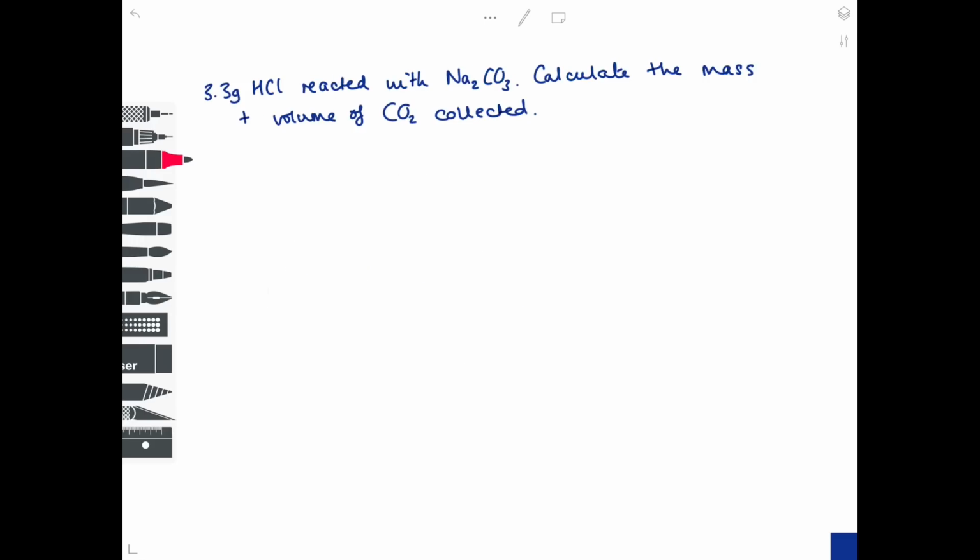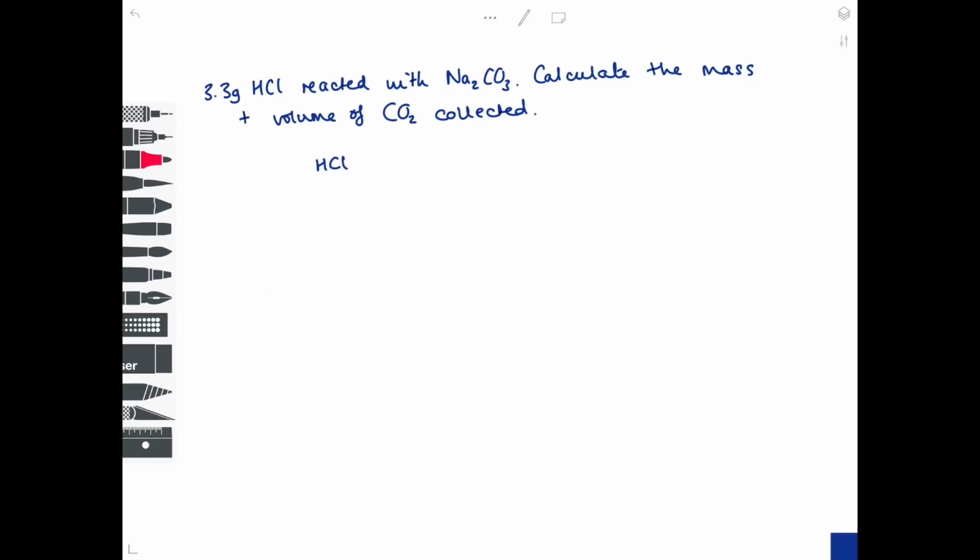Now we need to look at reacting mass and gas volume questions. So 3.3 grams of hydrochloric acid react with sodium carbonate. Calculate the mass and volume of carbon dioxide collected. Now, I do imagine that in your question paper they'll give you the balanced symbol equation, which is the starting point of this calculation. However, in another part of the exam paper, they could easily expect you to write out your own salt equations and to balance them, which is why I'm going to do all of that right now.